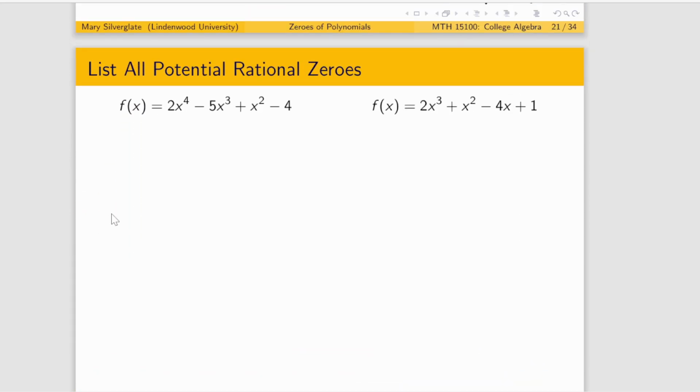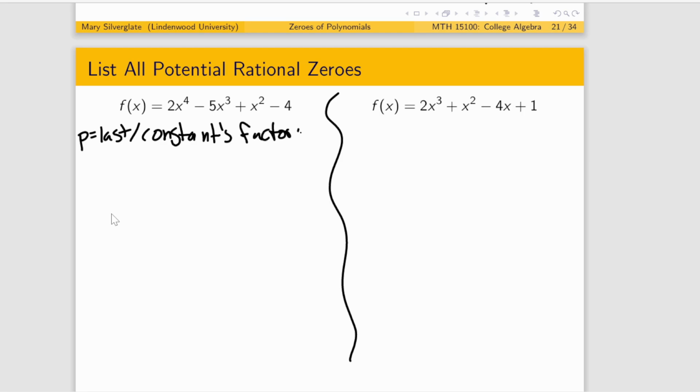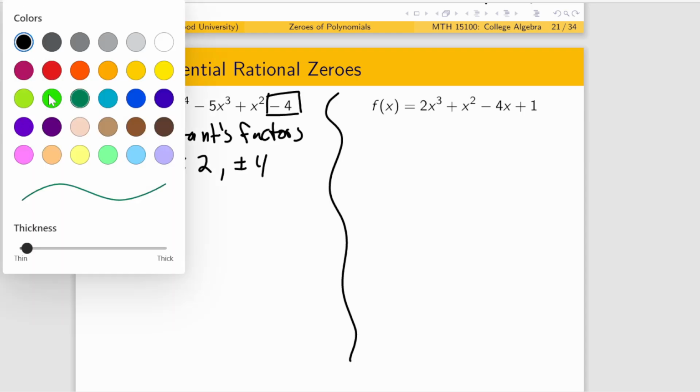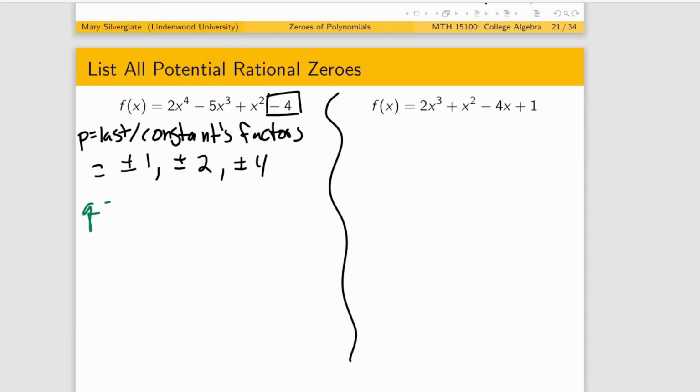So let's just practice listing all these. So our p, which is our last term slash constant, factors. Let's list all those out. So in this case, what is considered our constant? That would be -4. And what are all the factors of -4? Well, we have 1, we have 2, and we have 4. Great, now let's do the leading term. So q, that's our leading term.